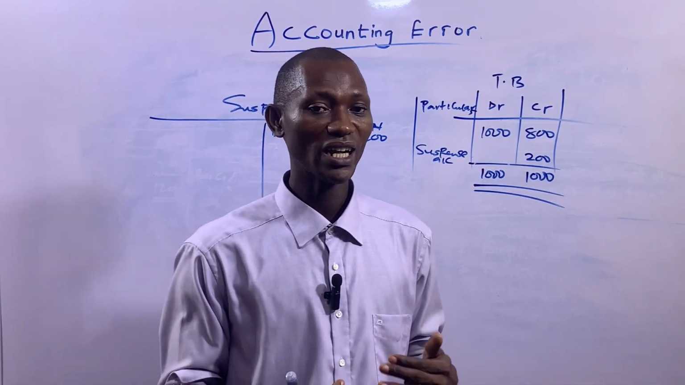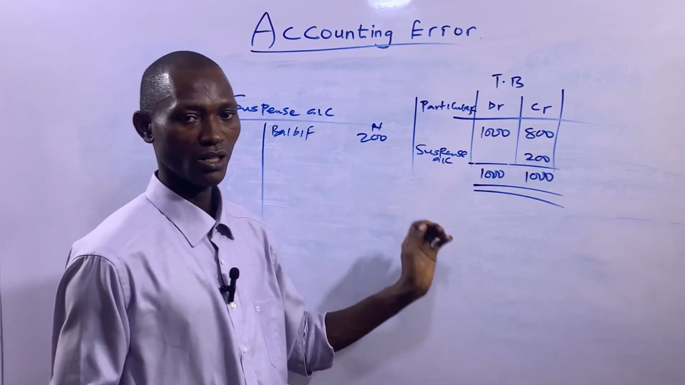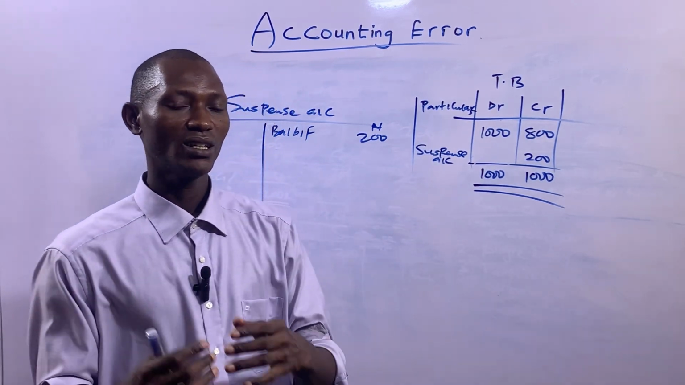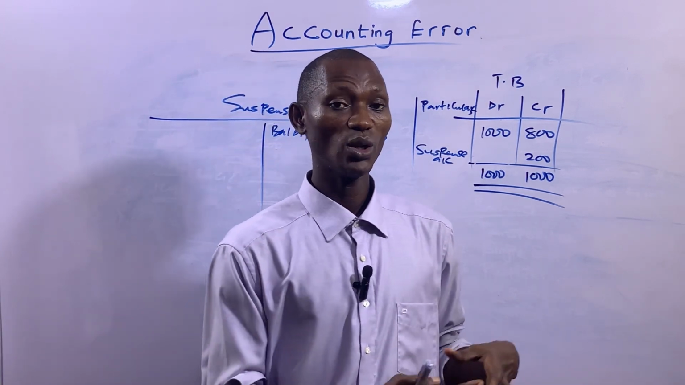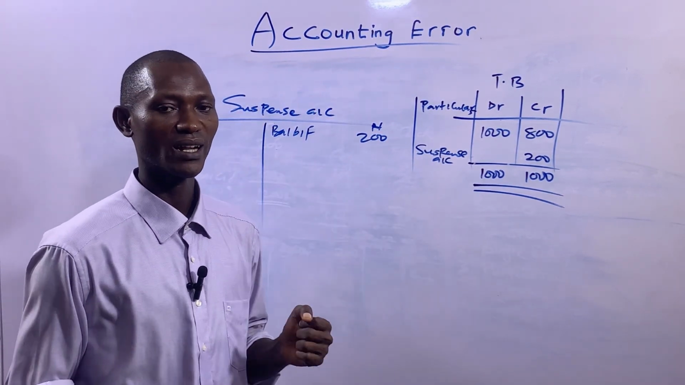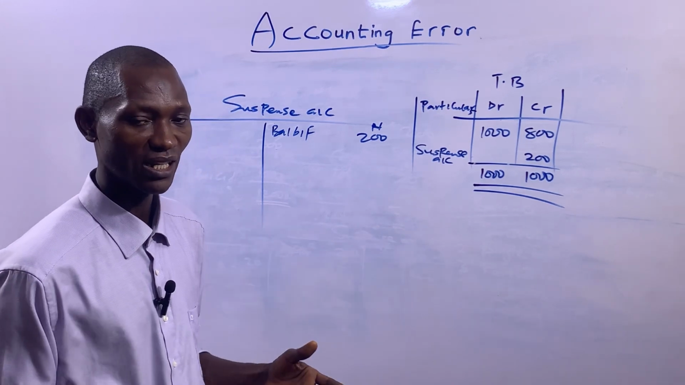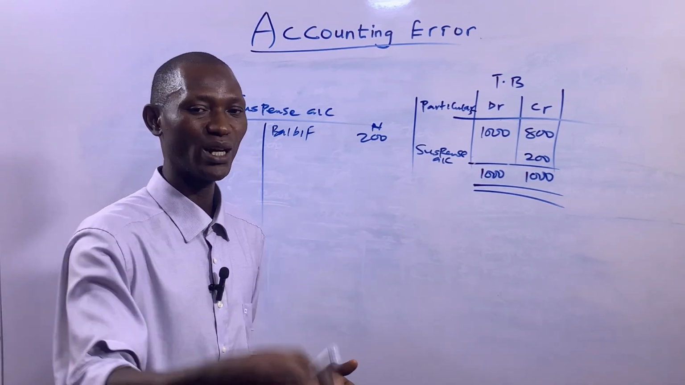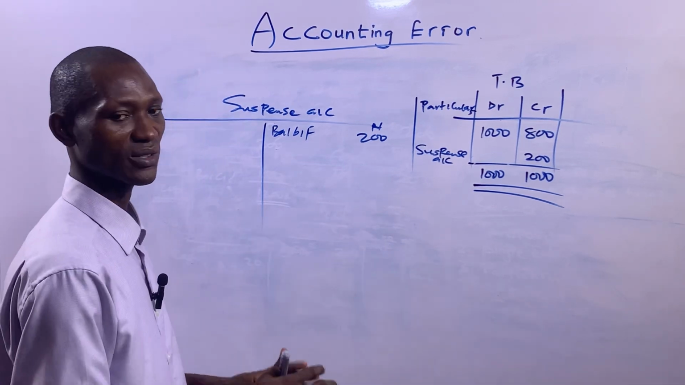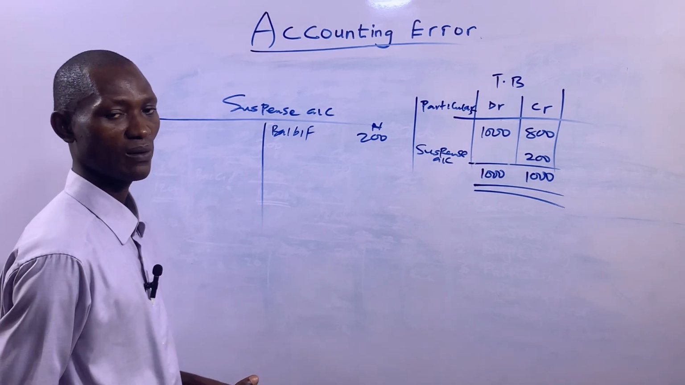So it's a temporary account that is opened to record first the difference on the two sides of the trial balance, as well as when the errors will be located and corrected on the suspense account. So it's opened to record the difference of the trial balance as well as correction of errors that affect the agreement of the trial balance. So that's basically what suspense account means.